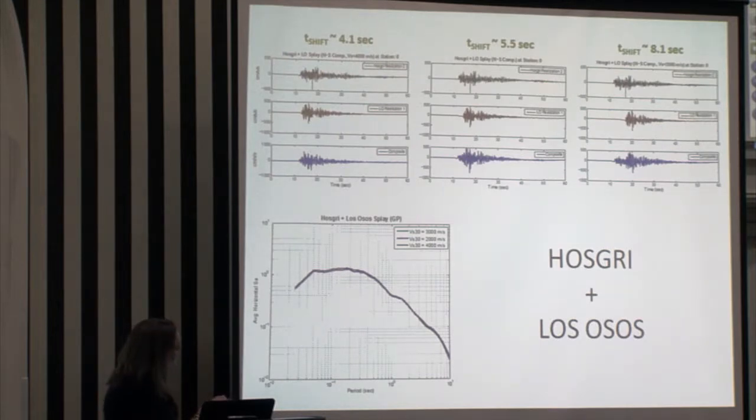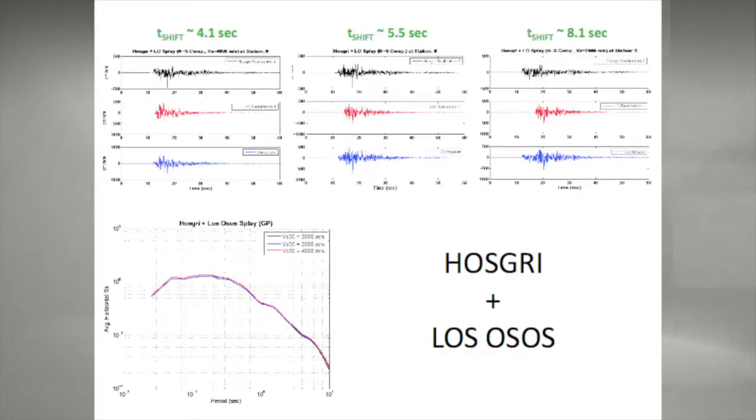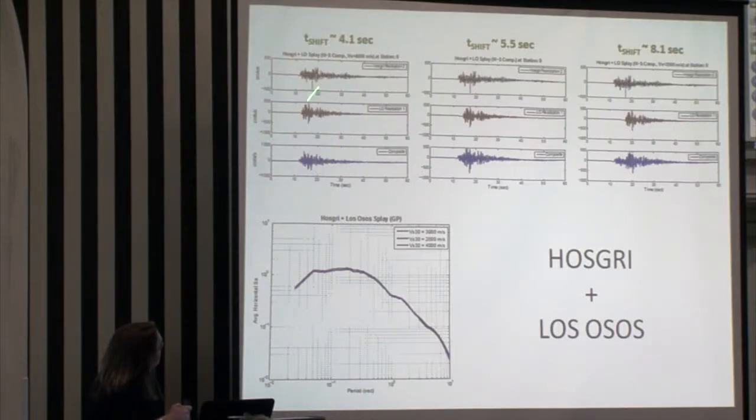When similar types of waves are arriving at about the same time to give you a composite, in the response spectra there's not much change. What I'm showing here is the response spectra computed with a time shift of 5.5 seconds, assuming a shear wave velocity of 3,000 meters a second. This is a time shift of 4 seconds, assuming a shear wave velocity of 4,000 meters a second, which is ridiculously fast, and a time shift of 8 seconds, assuming a shear wave velocity of 2,000 meters a second. And this is the difference it gives you in ground motion.